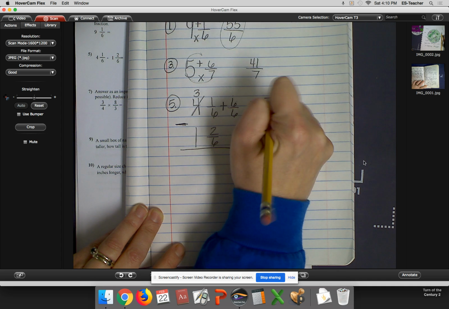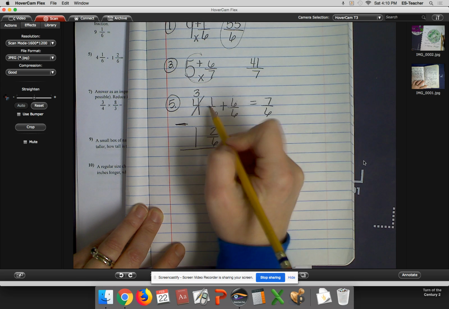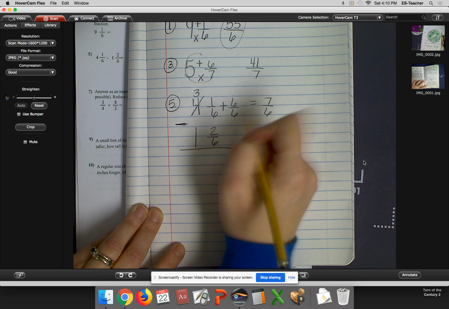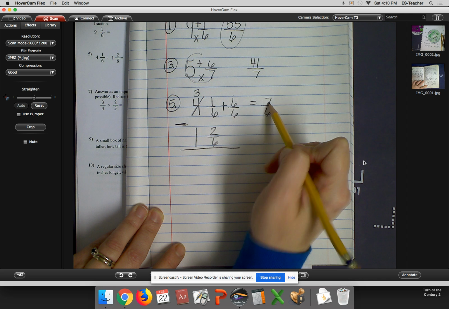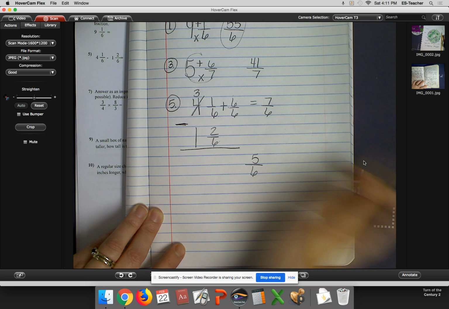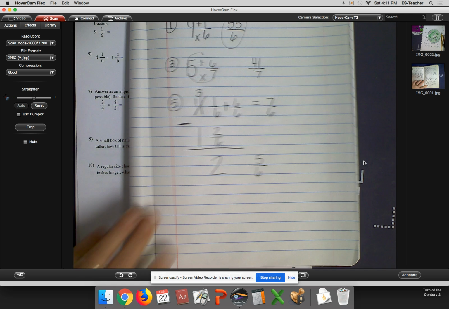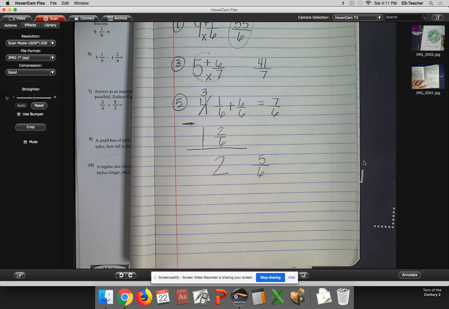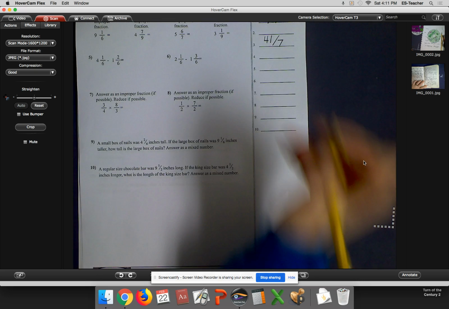All right, so this is going to be 7 over 6, right? 1 plus 6, yep. And then now I can do my subtraction because I have 7 minus 2 is 5. And then I keep my denominator. 3 minus 1 is 2. So the answer to number 5 is 2 and 5/6.